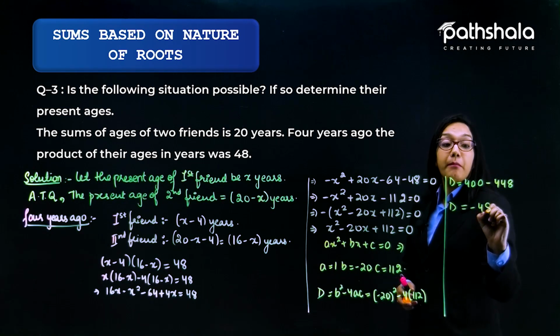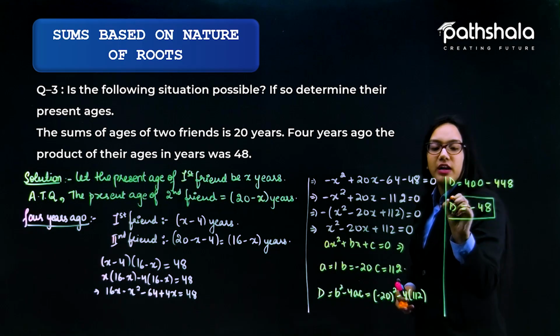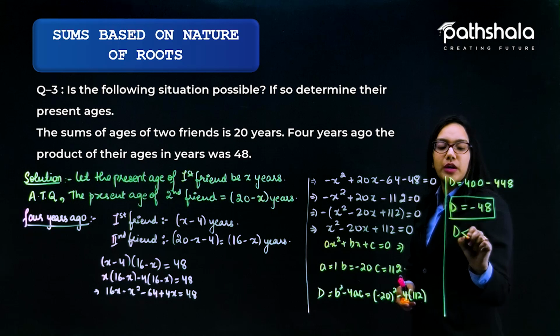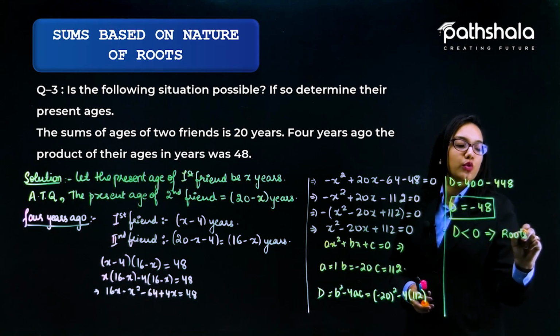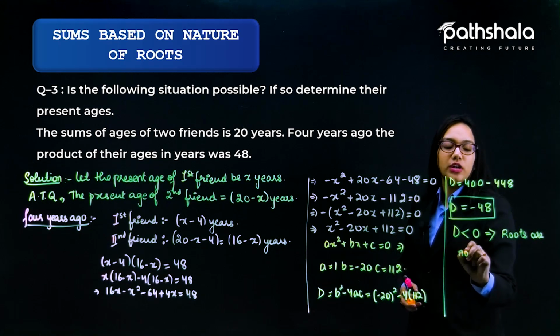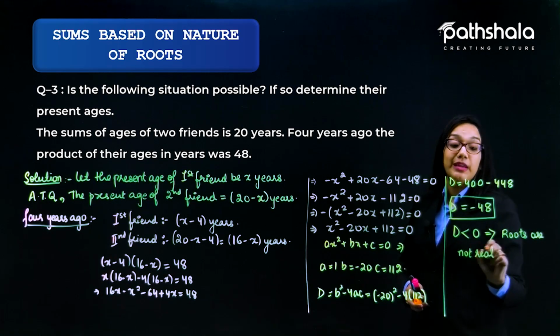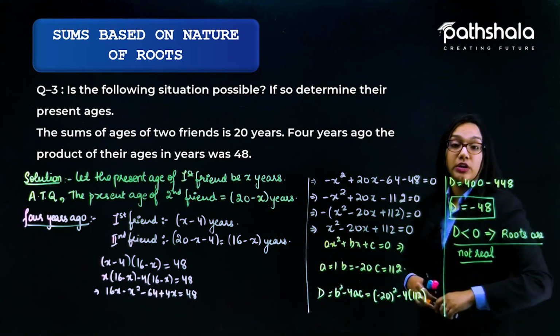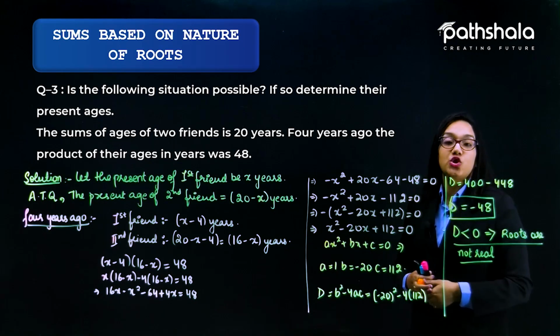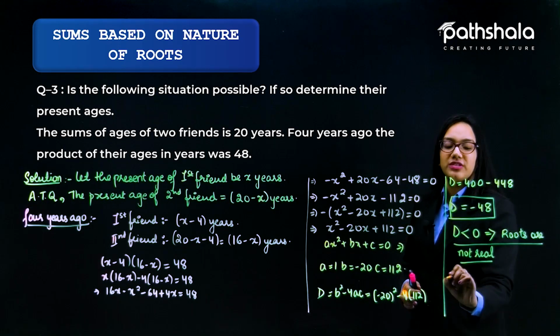So the value of D is actually minus 48, and we are getting the discriminant D as less than 0. If D is less than 0, it implies the roots are not real, and they are also called imaginary. And if the roots are not real, we will not proceed further. It means this situation is not possible at all.